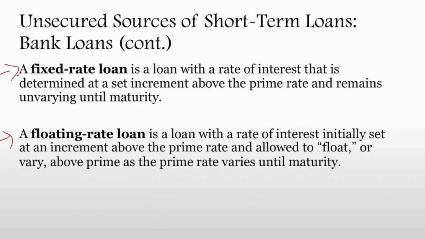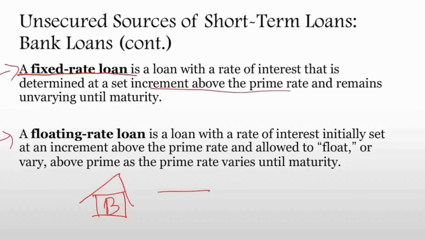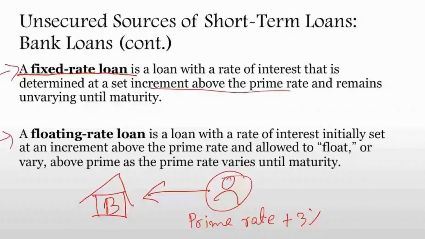Okay, so a fixed rate loan is a loan with a rate of interest that is determined at a set increment above the prime rate. So let's say you go to the bank to take a loan. After assessing your company, the bank has determined that your rate will be prime rate 5%. So your rate will be 5% plus 3%, that is equal to 8%, and this is fixed.